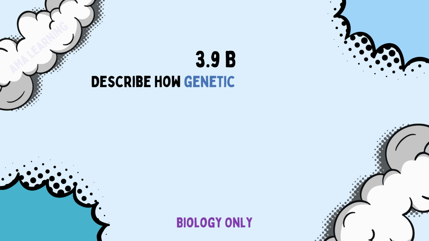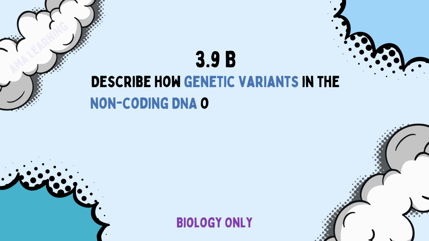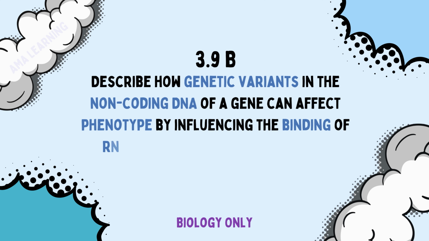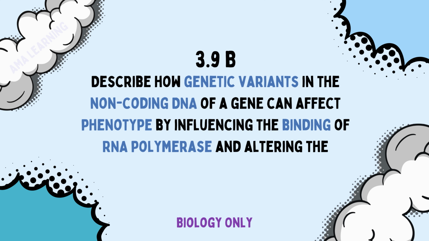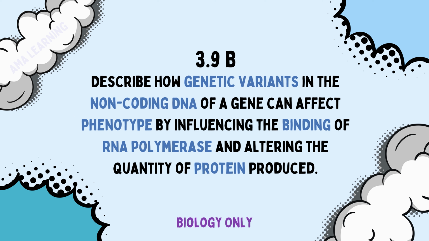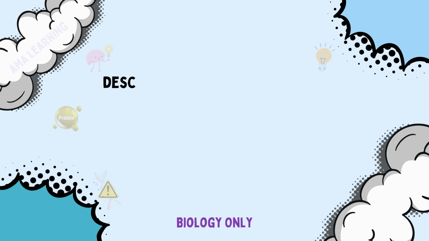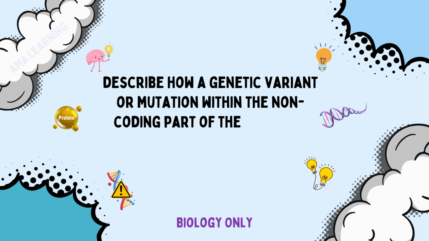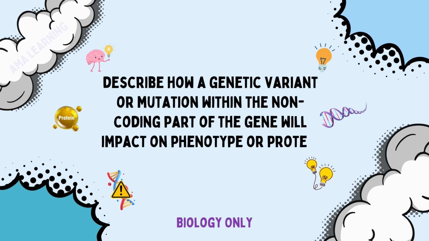Specification 0.3.9b: Describe how genetic variants in the non-coding DNA of a gene can affect phenotype by influencing the binding of RNA polymerase and altering the quantity of protein produced. This is a biology-only specification point. To successfully answer any GCSE questions linked to this topic, you will need to be able to describe how a genetic variant or a mutation within the non-coding part of the gene will impact on phenotype or protein production.